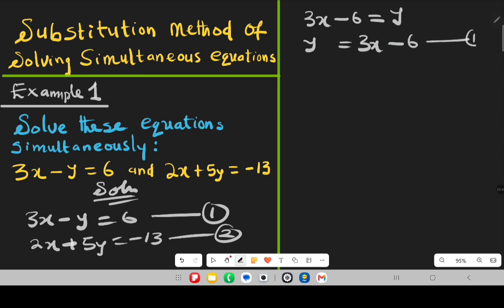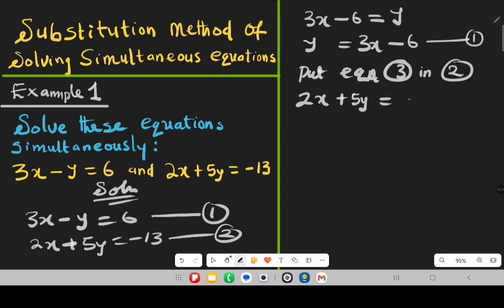We call this equation 3. We form equation 3 from equation 1. Therefore, we are going to substitute or put equation 3 in equation 2. We say put equation 3 in 2 because we form it from 1. Then equation 2 is 2x plus 5y equals minus 13. Whenever we see y, we have to put 3x minus 6.